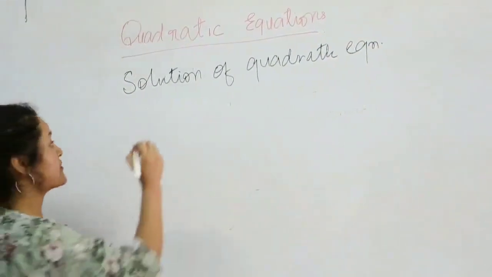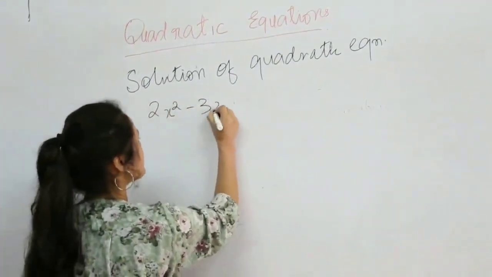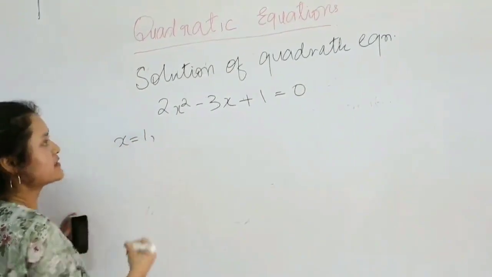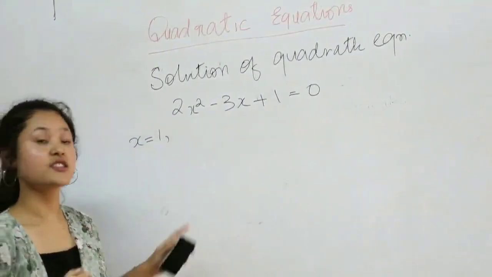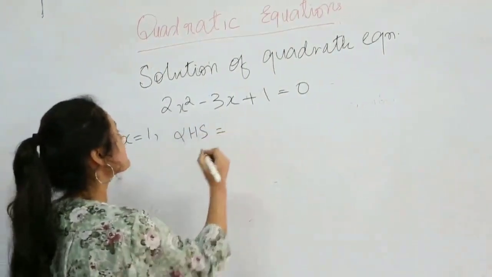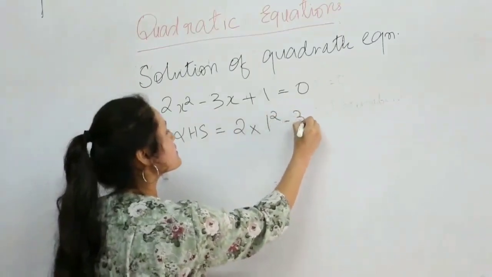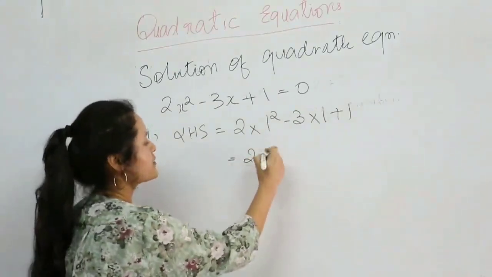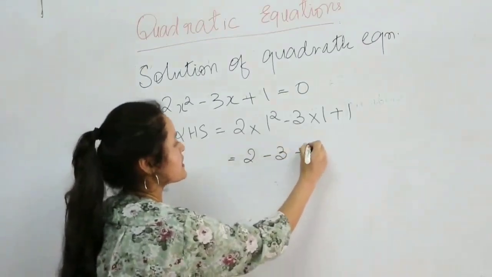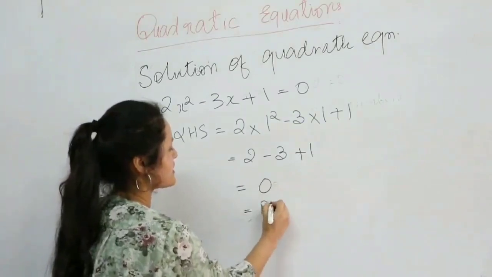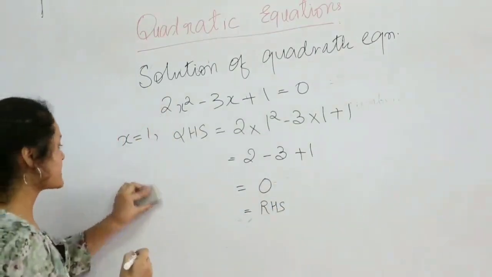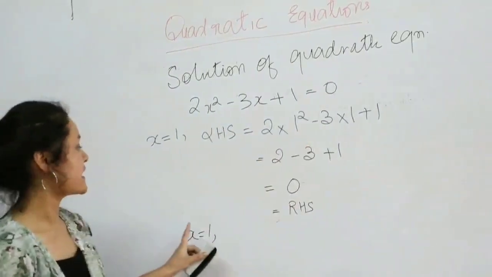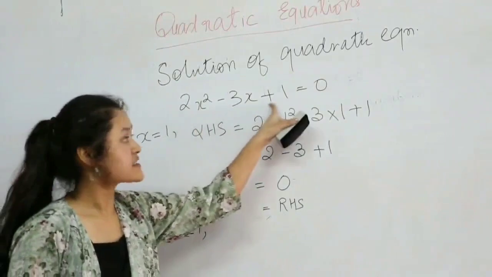Let me consider the same example that I have given. 2x squared minus 3x plus 1 equal to 0. Here, if I replace x by 1, let us see what will happen to the left hand side of this equation. This will be 1 squared is just 1, so 2 into 1 will be 2, minus 3 into 1, 3, plus 1. This is 0, which is the right hand side. So we see now, x equal to 1, that means this 1 is a root of this equation. Also we say that this 1 is a zero of this polynomial.